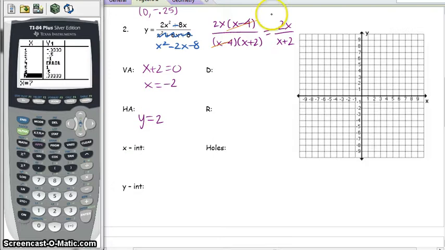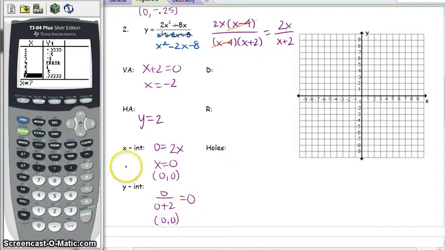X-intercepts, we set our numerator equal to 0. So 0 equals 2x. So that would be an x value of 0. So that gives you the point (0, 0). And then our y-intercept, we set our x equal to 0, so that would be 0 over 0 plus 2. So that's also 0, so you get the point (0, 0). Then let's graph everything that we know so far. So vertical asymptote of -2, and horizontal asymptote of 2. And we have our x-intercept at (0, 0), and our y-intercept, so those are the same points.